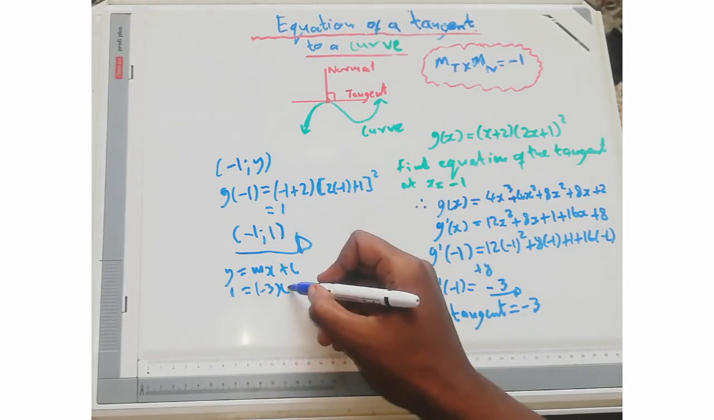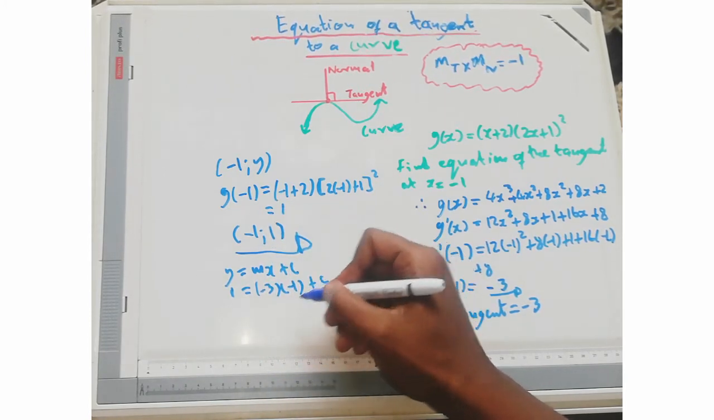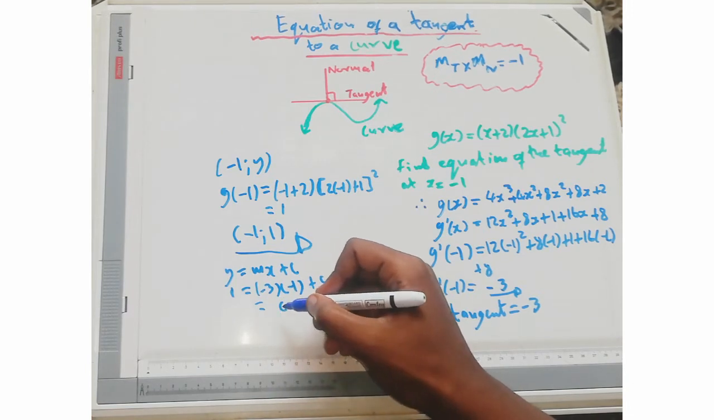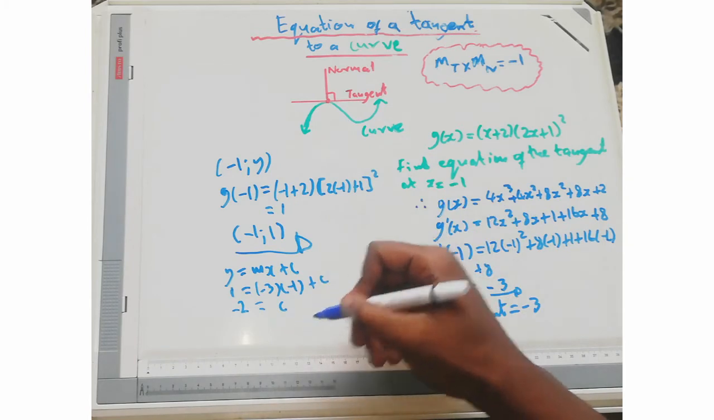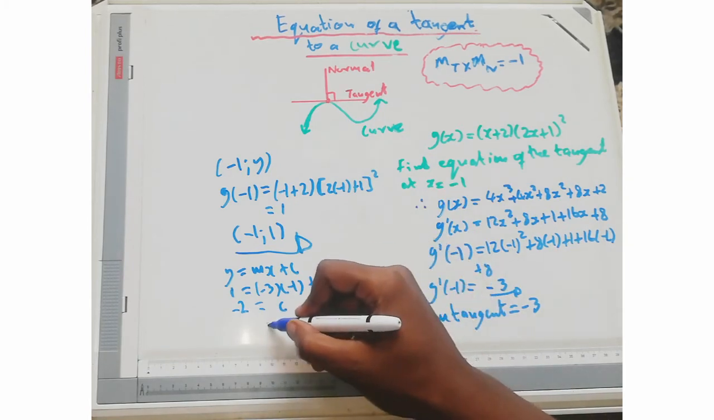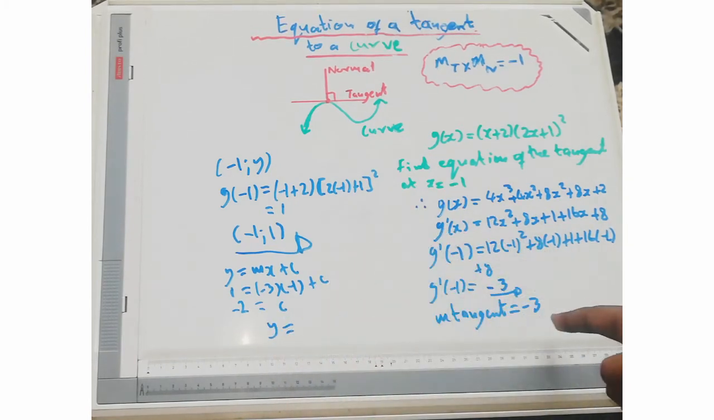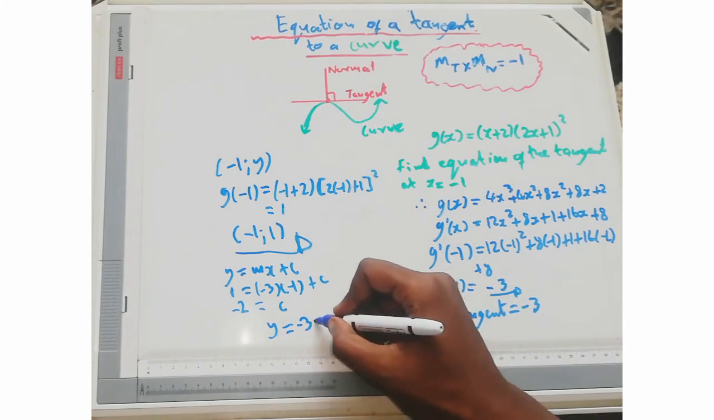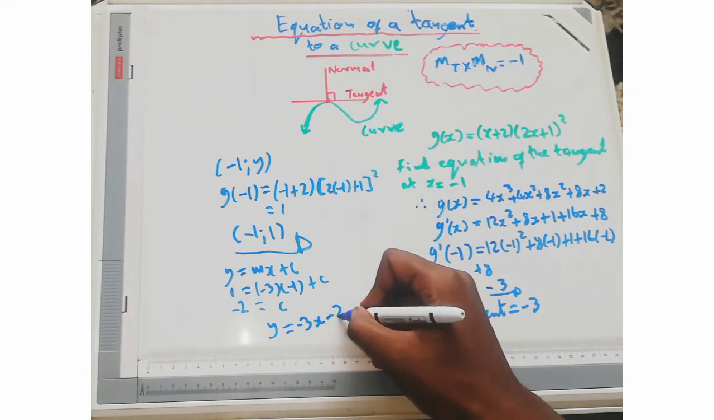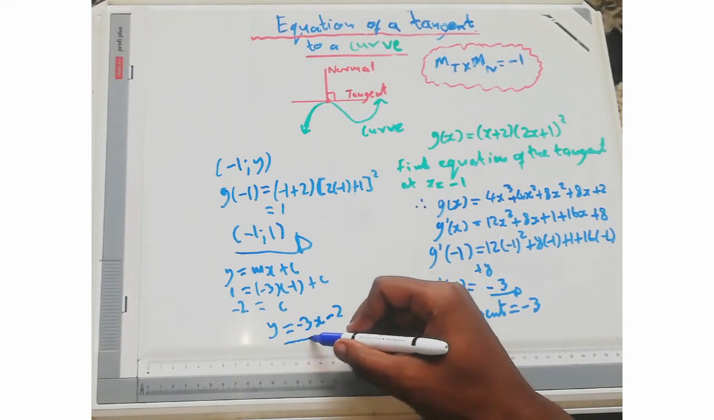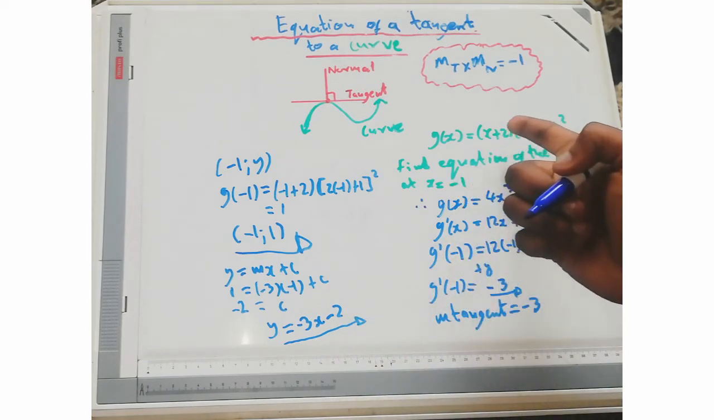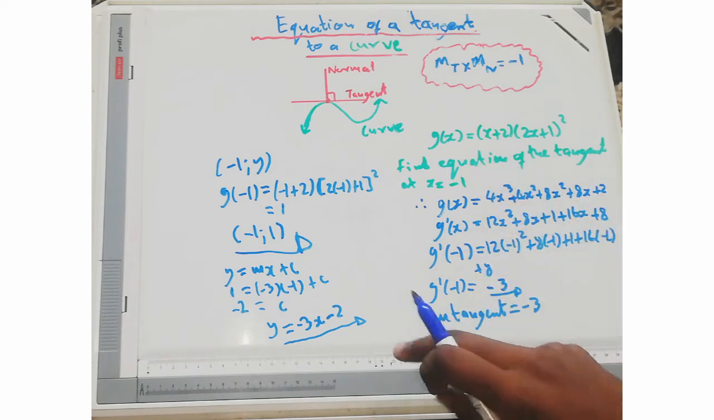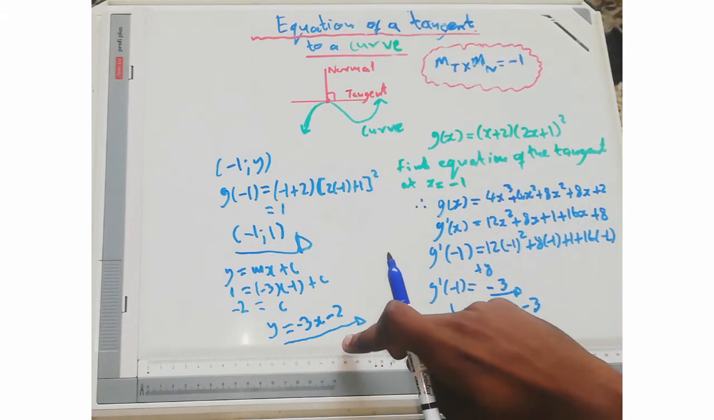My x is -1 plus c. So my c will be -2. Therefore, the final answer is y is equal to -3x - 2. That's your equation of the tangent to this function at x is equal to -1. This is the formula of the equation.